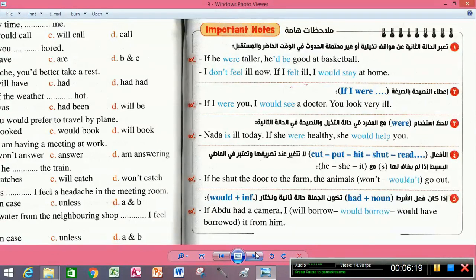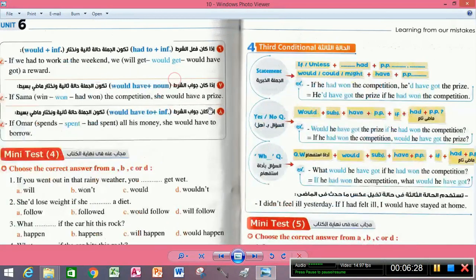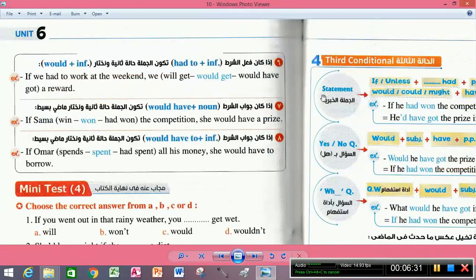If he shut the door to the farm, the animals wouldn't. Why wouldn't they? Because shut here is in the past. Shut here is in where? In the past. Okay, guys, let's move to had. If he had to work at the weekend, we would get. Why would? Because had is in the past tense. If Sama won the competition, she would have a prize. Here it's another second case: if plus past, would or could or might plus infinitive.